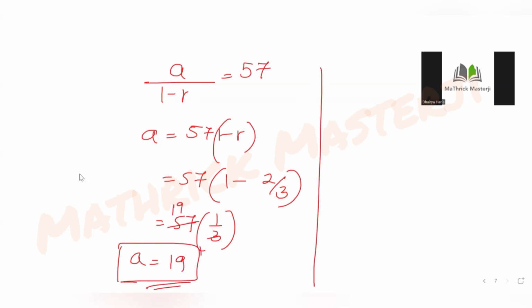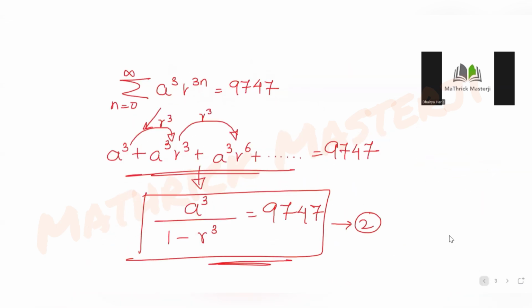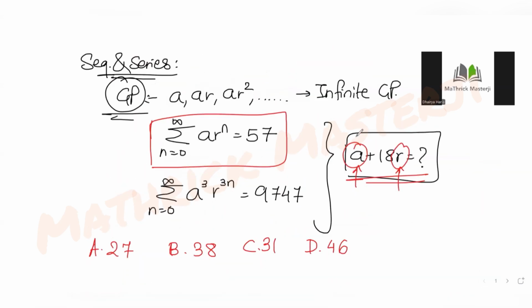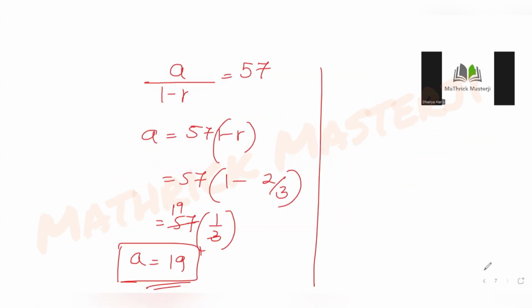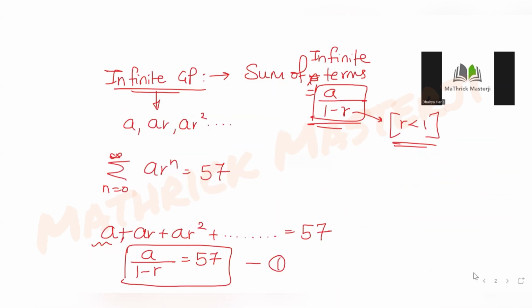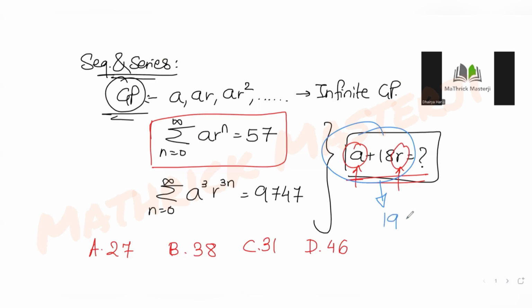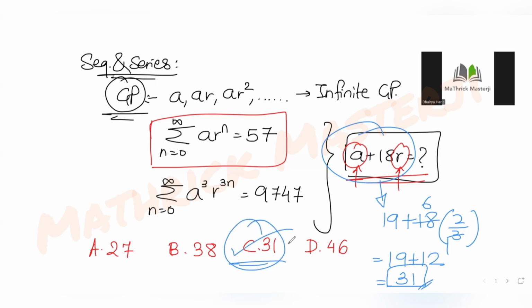Now, if I use this idea to get the answer to the question, which is asking A plus 18R: A is 19, and 18 times R, which is 2/3, so 3 sixes is 18, gives 12. So 19 plus 12 is 31. I get the answer to the question, and that matches with answer choice C. So C becomes the correct answer for the question given here.